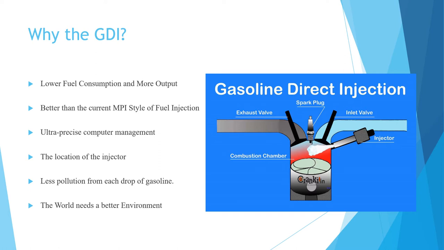Then why should I go for GDI? GDI, that is gasoline direct injection, is used because it requires lower fuel consumption and produces more output, better than the current MPI, multi-point injection system style. It offers ultra-precise computer management of the location of the injectors, less pollution from each drop of gasoline, and the world needs a better environment. So these are the main reasons that we are looking for GDI in spite of the carburetor.